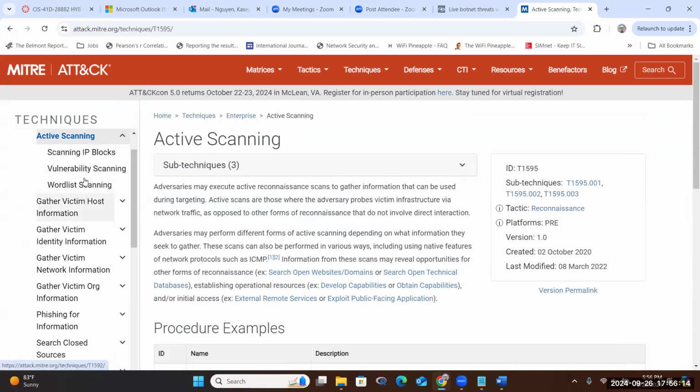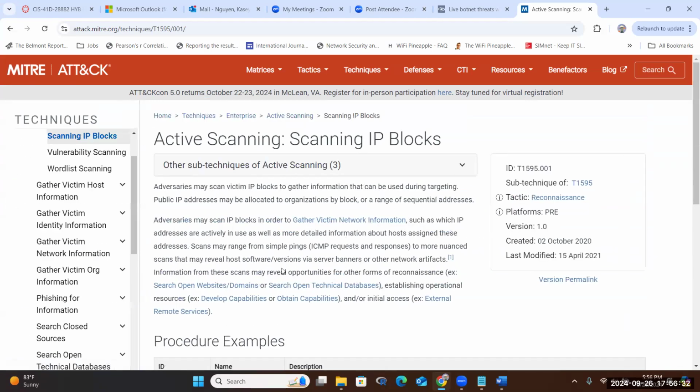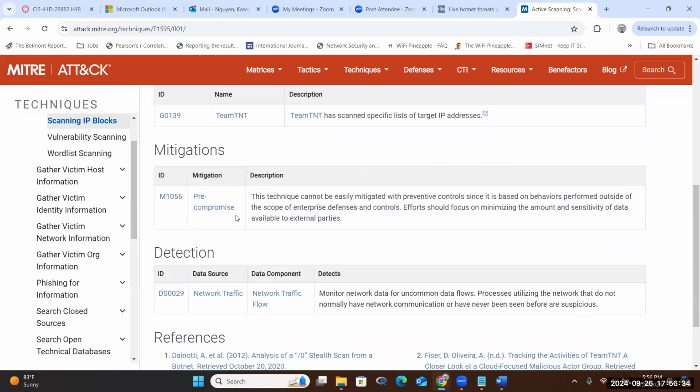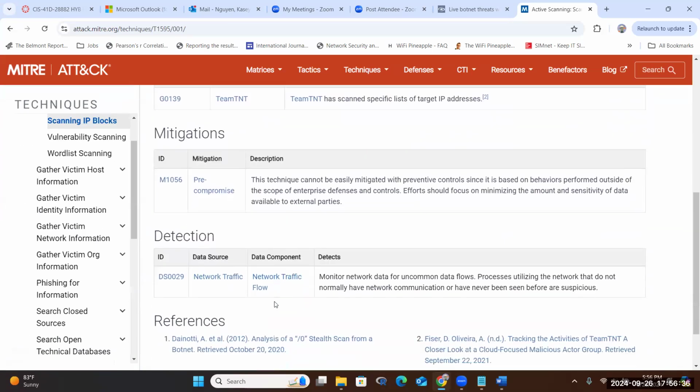And then in actively scan, we can also drill down, like if they're doing vulnerability scanning, which is what we're gonna do today. If we're scanning IP or we're using word lists to scan, right? So you can look further into how this can break down into different types of scan.